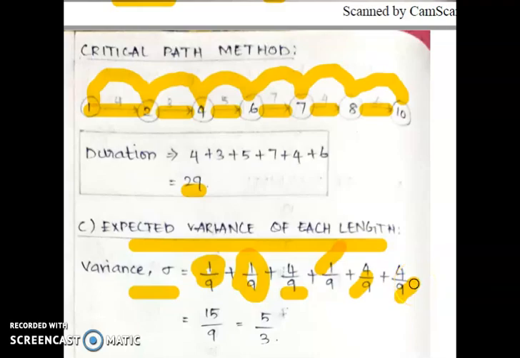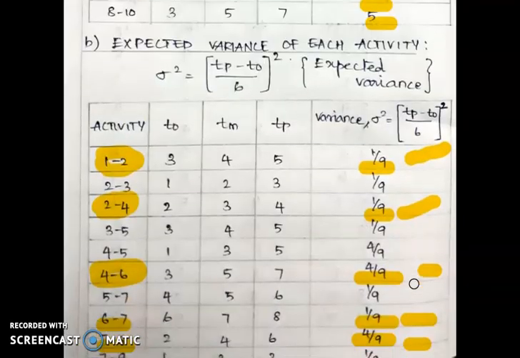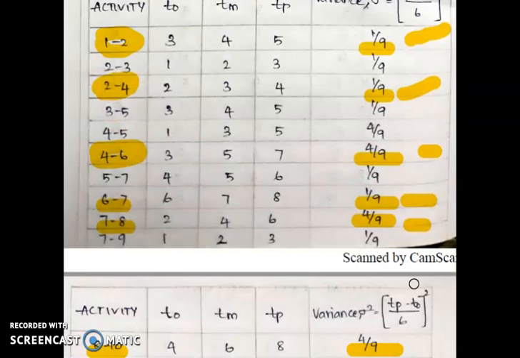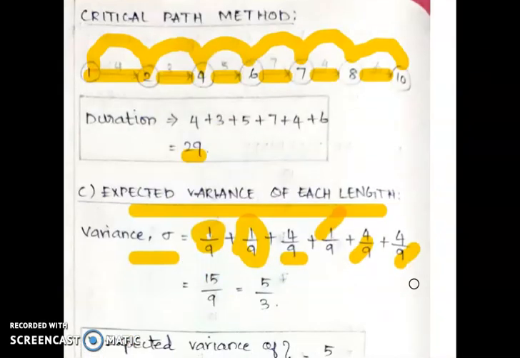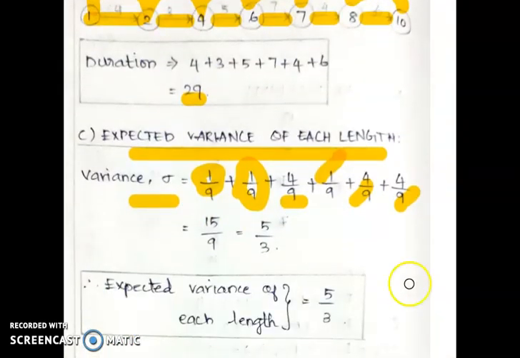We already know the variance values. From the table column we take these values, because we have to find the expected duration of the variance length. Here the base is equal to 9 for all. We directly add 1 plus 1 is 2, plus 4 is 6, 7, 11, 15. 15 divided by 9 is 5 by 3. So this is called the expected variance of each length, which is 5 by 3.